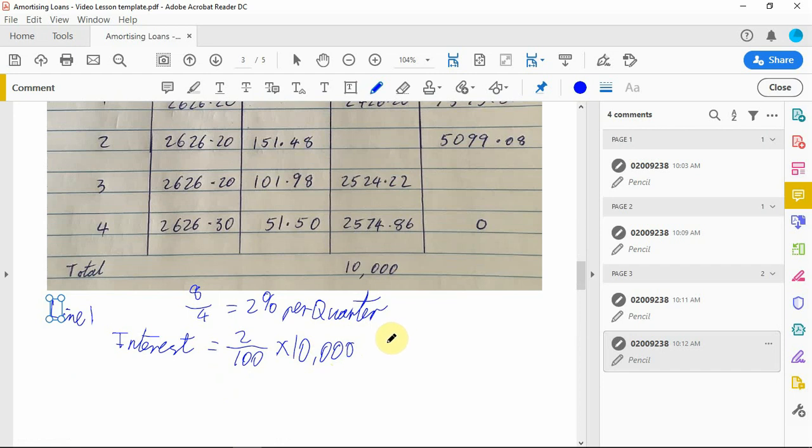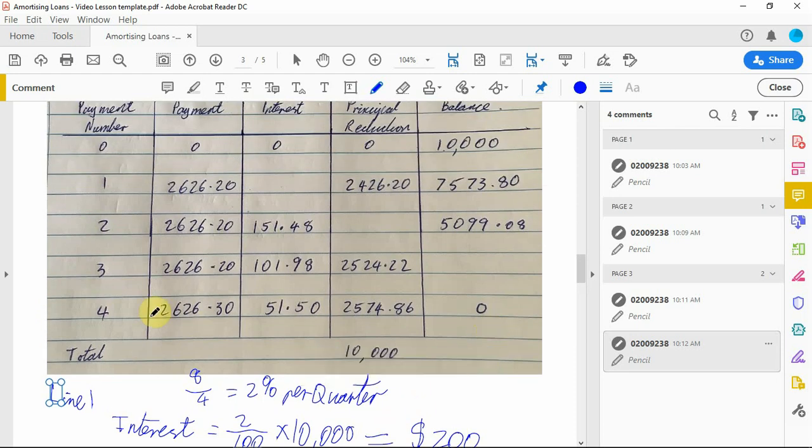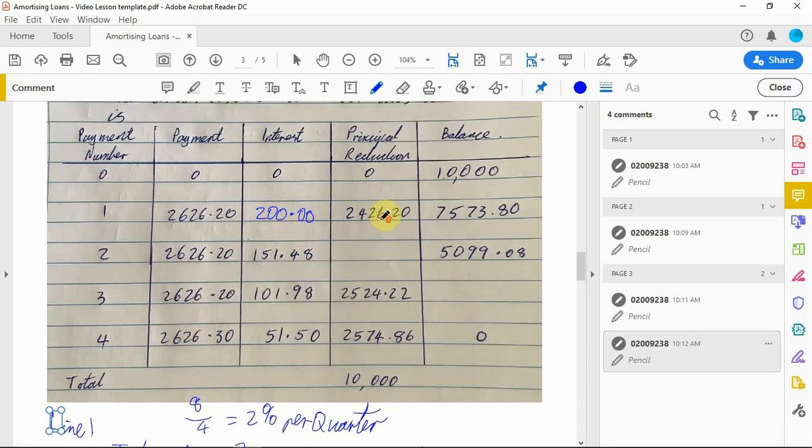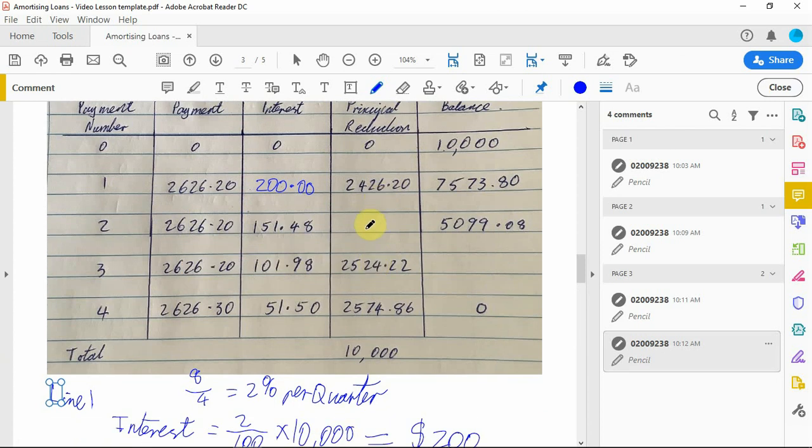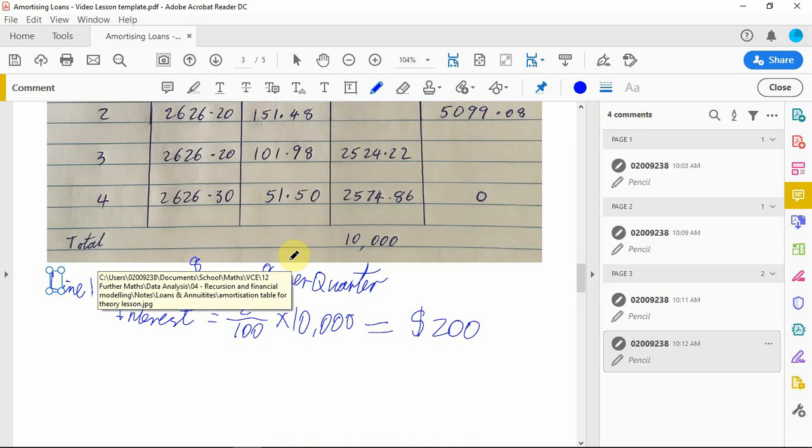And when you work that out, you get $200. So we can go up here and put 200, and don't forget to put the cents, because there's no cents on that one. All right, the next line, line 2, what have we got left here? We've got our principal reduction. So our principal reduction, remember, is our payment minus our interest.